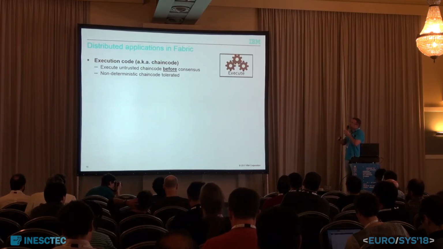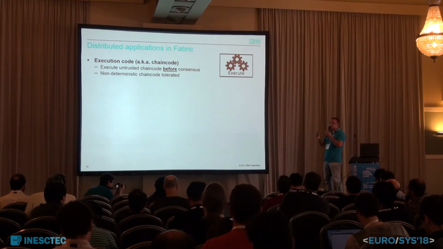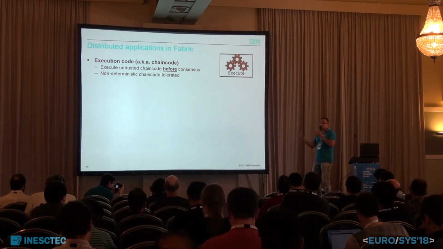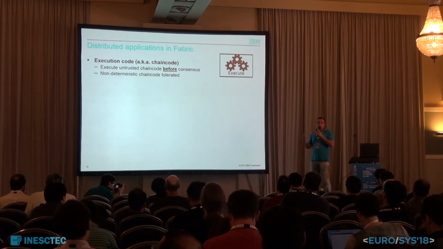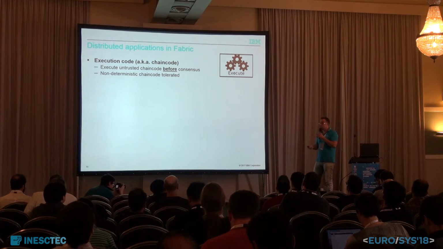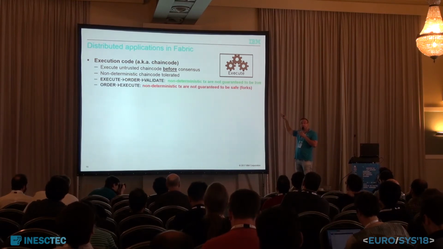So, back to distributed applications in Fabric. They consist of these two pieces. One is execution code. So this is the code, again, developed by third-party application developers. It's executed pre-consensus, and it can be non-deterministic. This is not to say that you should code non-deterministic applications. But if you do, actually what may happen in our architecture is that non-deterministic transactions are not live.